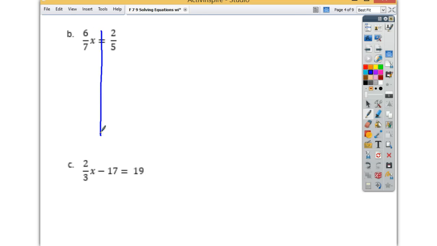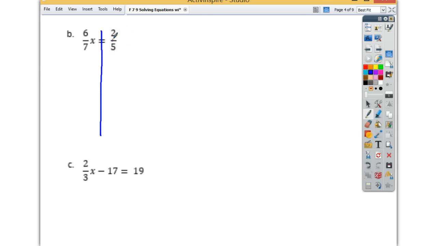Now what? Does that have just one fraction to work with? Nope. How many do we have? Two. So now we have to look for a common denominator. We can't just take this one times its reciprocal and this one times its reciprocal.